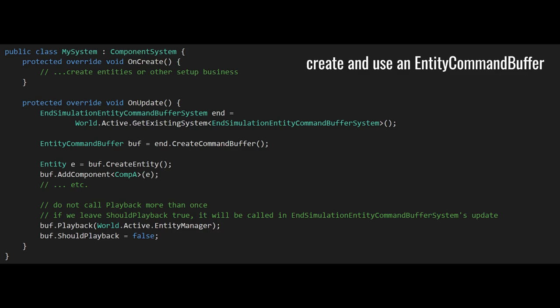From the system, we create an entity command buffer, which has most of the same methods as an entity manager. Here, we use the buffer to create an entity and add a component, but the changes are not enacted until we call playback, passing in the entity manager. It's an error to call playback more than once on the same buffer, and so to prevent the simulation entity command buffer system from calling playback like it normally would, we set shouldPlayback on the buffer to false.